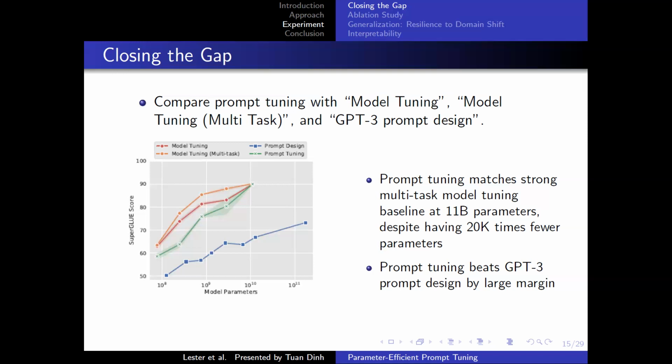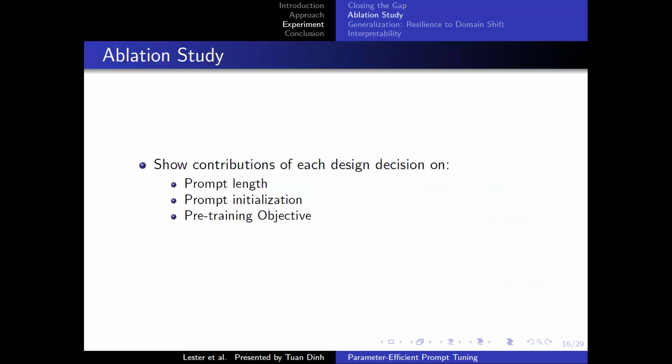The blue line is prompt design, and prompt tuning beats GPT-3 prompt design by a large margin. In this section, we present the contribution of each design decision: prompt length, prompt initialization, and pre-training objective.